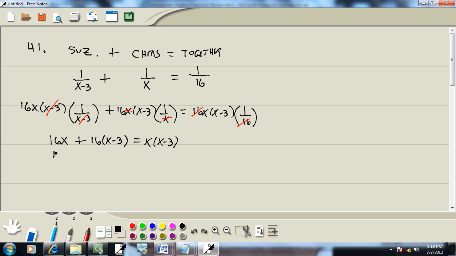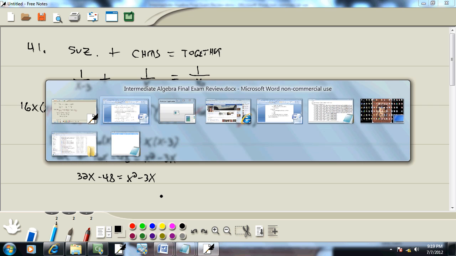Those ones drop away. So we got 16x plus 16 times x is 16x, and 16 times negative 3 is negative 48. X times x is x squared. X times negative 3 is negative 3x. No matter where you are in math, combine together like terms. 16x plus 16x is 32x. Minus 48 equals x squared minus 3x.